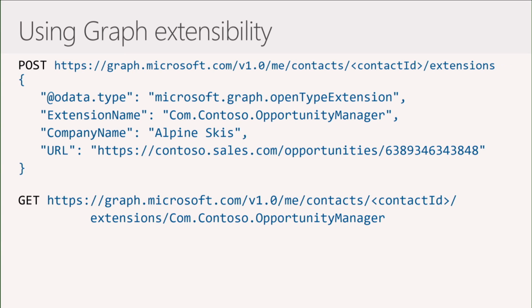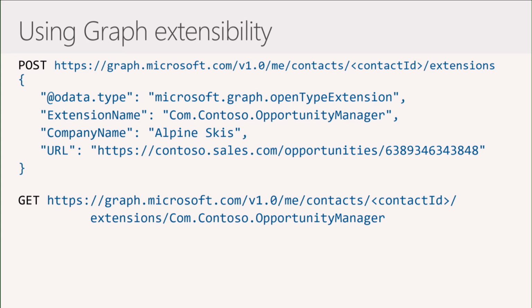What we recommend is to use a standard reverse DNS style of naming. So you can see I've chosen for the extension name here com.contoso.opportunity-manager, a reverse DNS for some hypothetical CRM system that I'm making for Contoso. Then I've just posted to that and told it to use an OpenType extension on the extensions collection on my contact. And then I've added two properties, my company name and my URL.